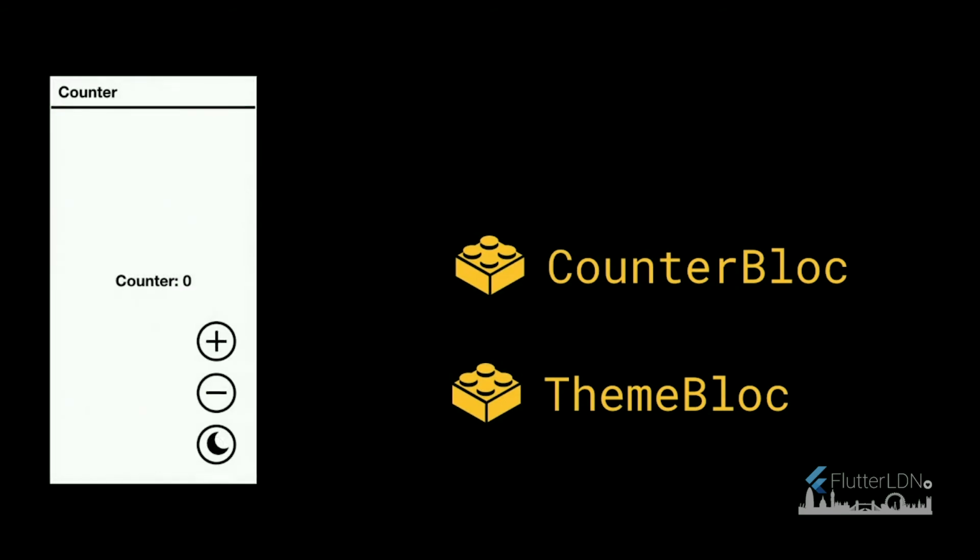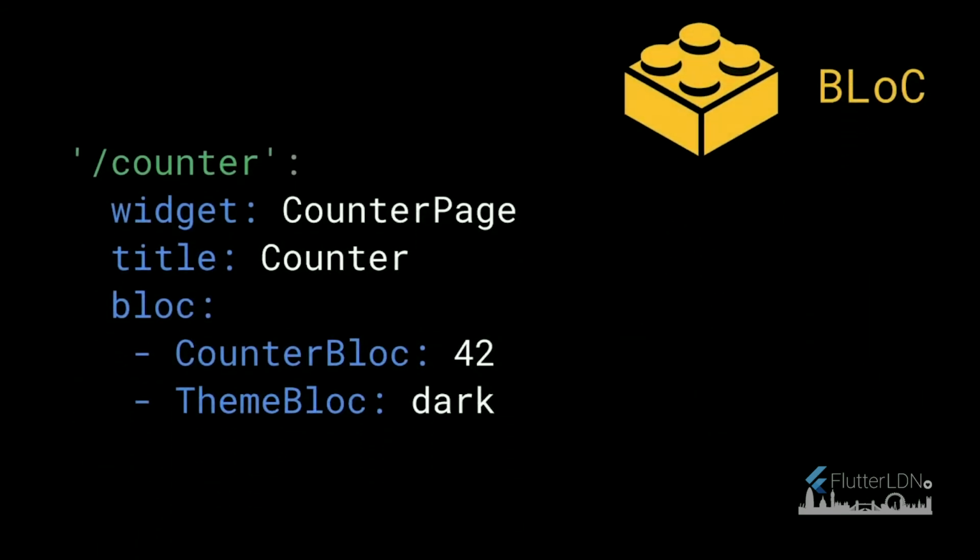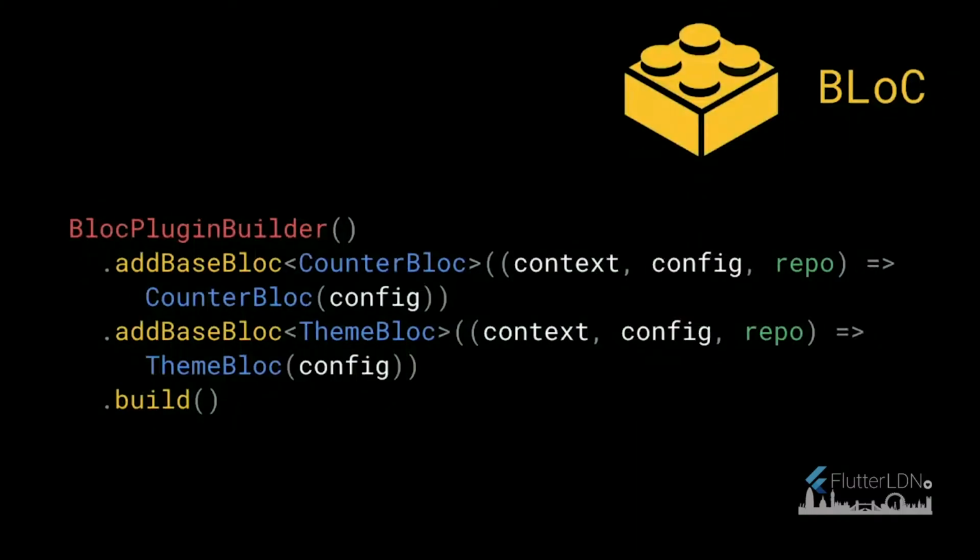And what you can do with Voyager in this space is specify what kind of blocs you want to use. So you can have an initial state for them, and what type of blocs you want to have on your screen. And to start using it, you need to build your bloc plugin.